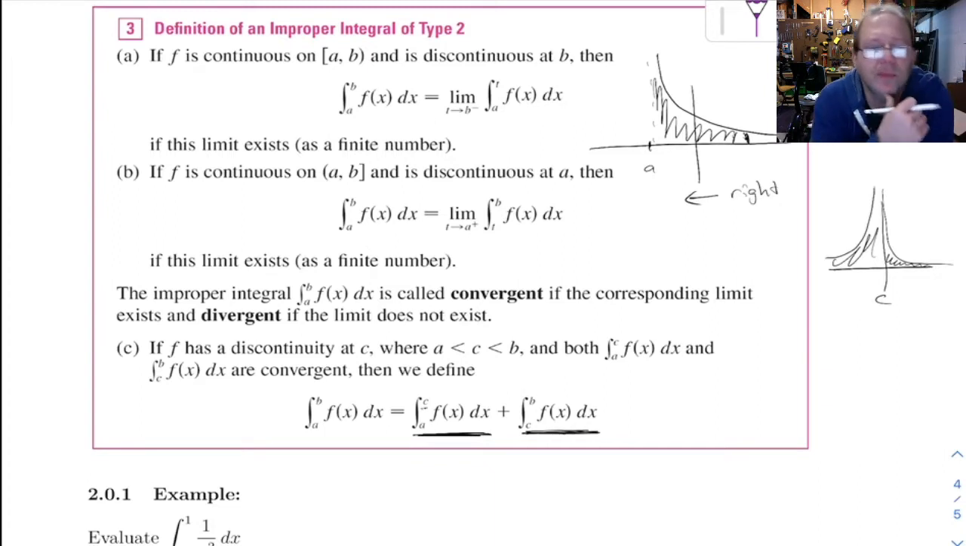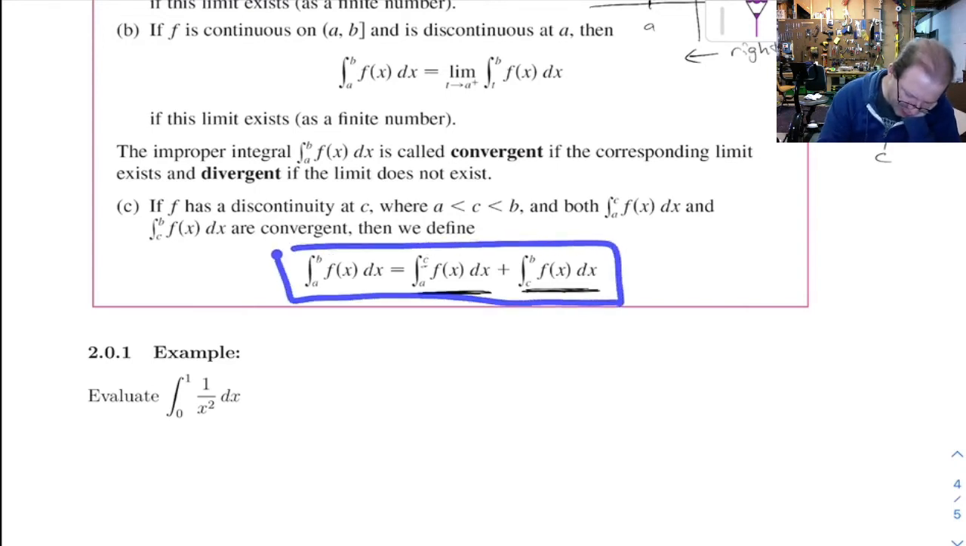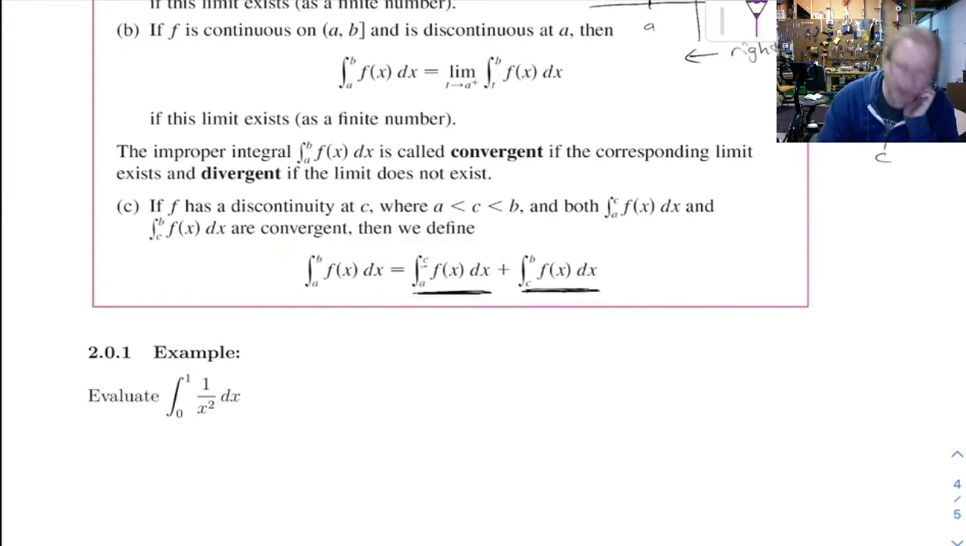So let's do an example. First up, let's look at the integral of 1 over x squared from 0 to 1. Let's see what we get. If we follow along with this strictly, we would write the limit to begin with, and that's probably a good idea to do on these. So I'm going to rewrite this one as a limit.